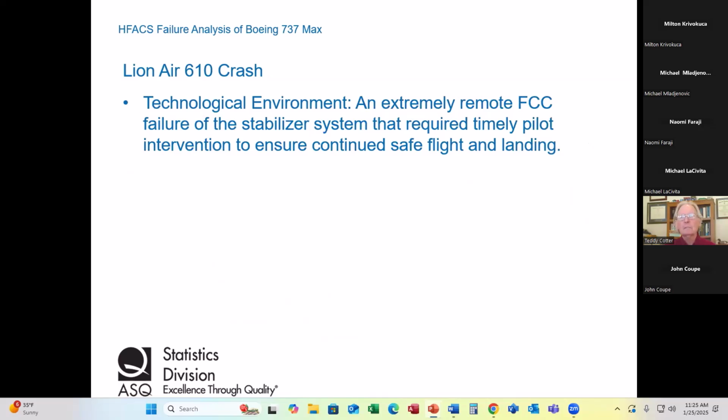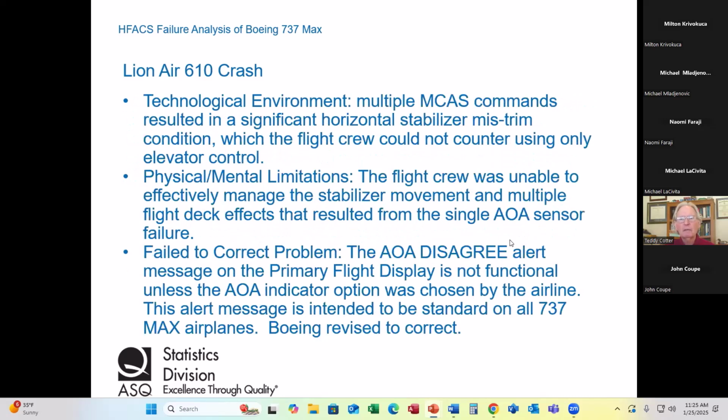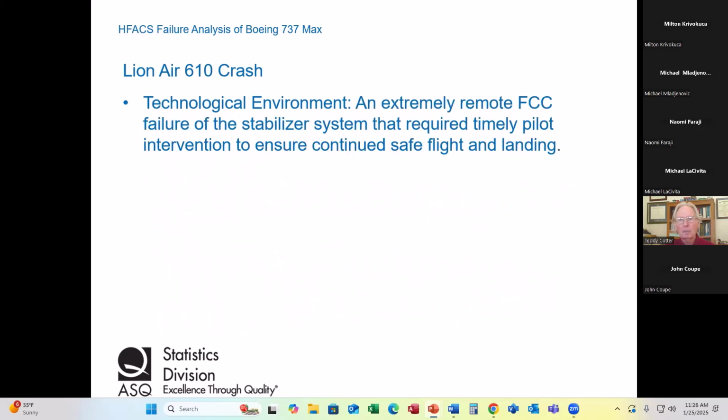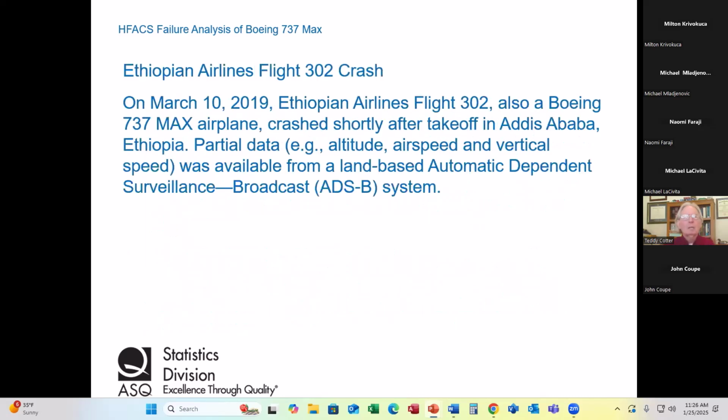And then finally, for the 610 crash, another technological environment failure: an extremely remote FCC failure of the stabilizer system that required timely pilot intervention to ensure continued safe flight and landing. So we had multiple technological environment failures, a physical mental limitation, and a failure to correct the problem. Ethiopian Airlines Flight 302 crash. This was on March 10th, 2019. Also a Boeing 737 MAX crashed shortly after takeoff in Addis Ababa, Ethiopia.